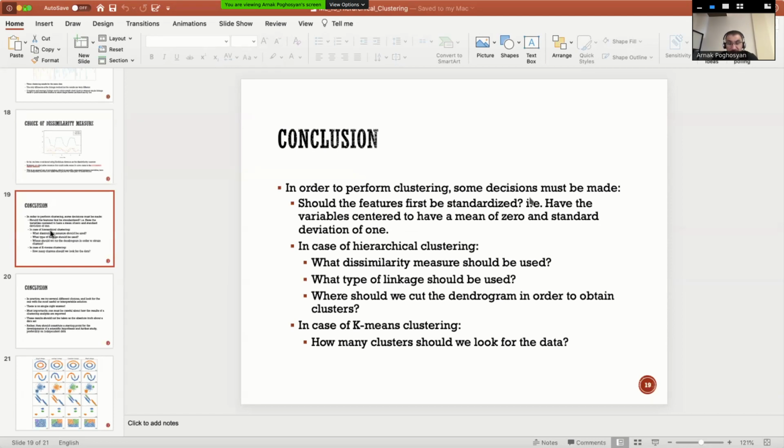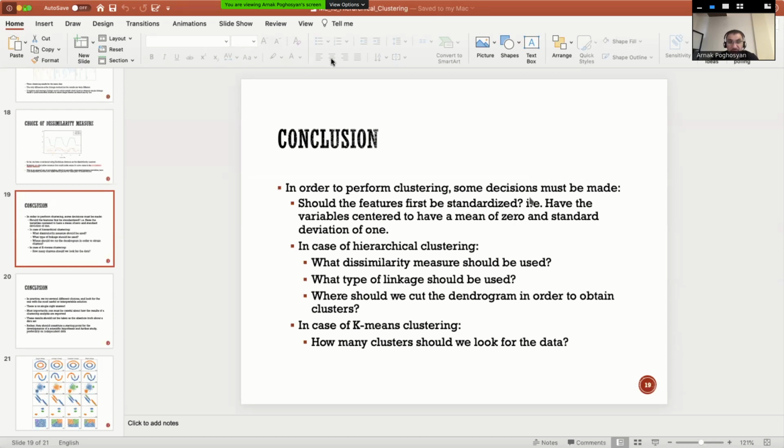When you are doing something in ML, the first question is: do I need to standardize, scale, or normalize observations or not? There is no unique answer, yes or no. You always need to try both scenarios and come up with a final decision. In the case of hierarchical clustering, as we said, we need to understand the dissimilarity measure, then what kind of linkage to use.